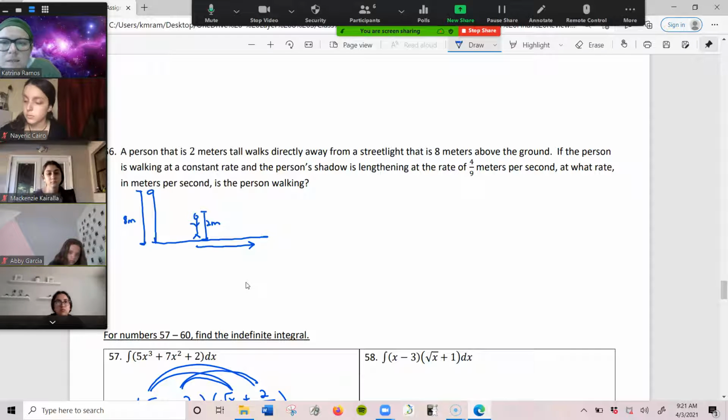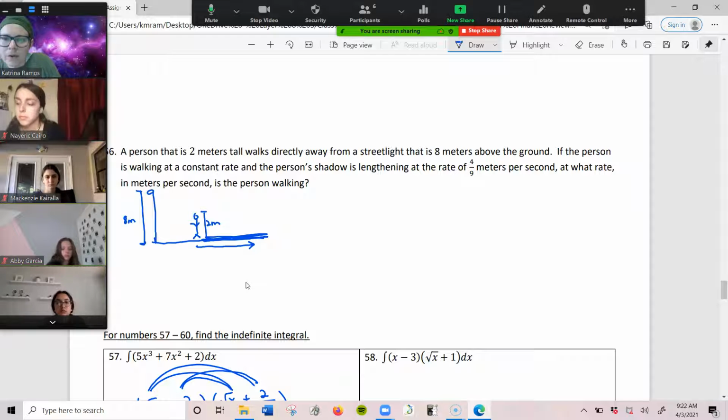And it says the person's shadow is lengthening. When they tell you that a person's shadow is lengthening, it doesn't necessarily matter which way you choose the shadow is going, but typically it's in this direction. Person is walking away. This is the shadow here of the person. Does that kind of make sense?